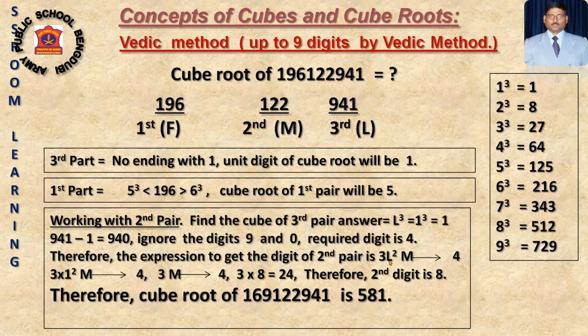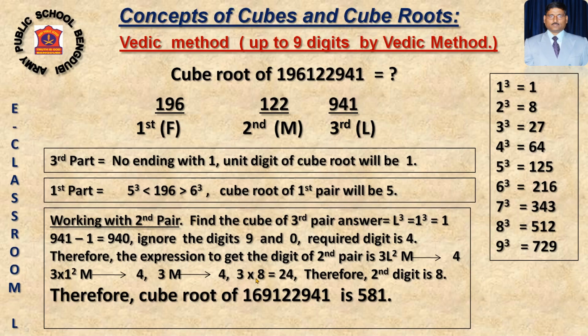3 into 1, this 3M. So M, now 3M. M should be what? When it multiplies to 3, we are getting digit 4. So it will be 3 8s are 24. Okay, besides the 8 we are not getting any digit which when multiplied by 3 gives 4. So your middle digit is 8.